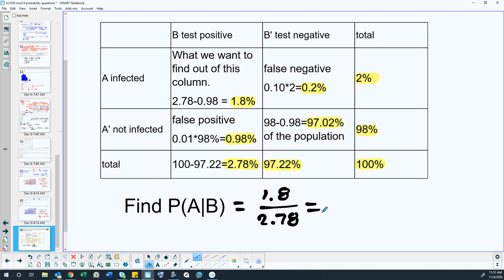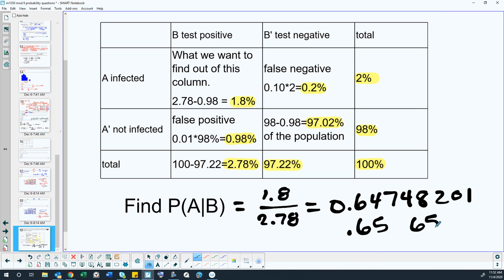So using a calculator, I'm going to go 1.8 divided by 2.78, and I get 0.64748, which is a 0.65 probability, or 0.647, or you could say a 65% chance. So there's a 65% chance that you could have the disease and test positive for it.